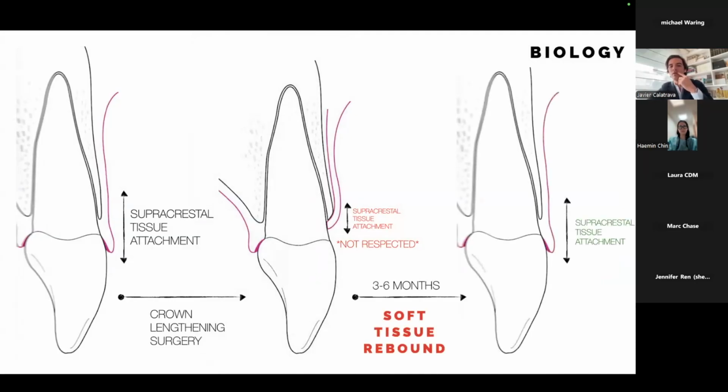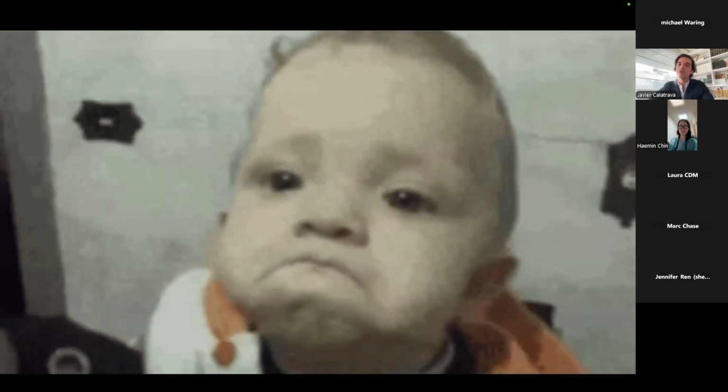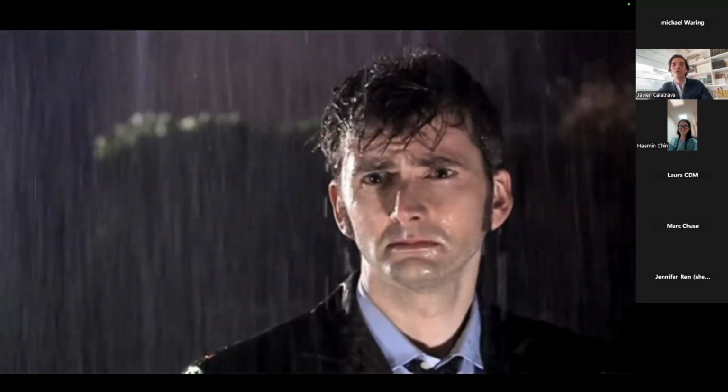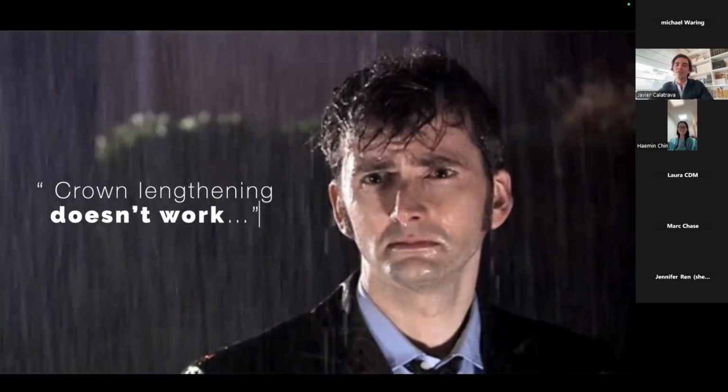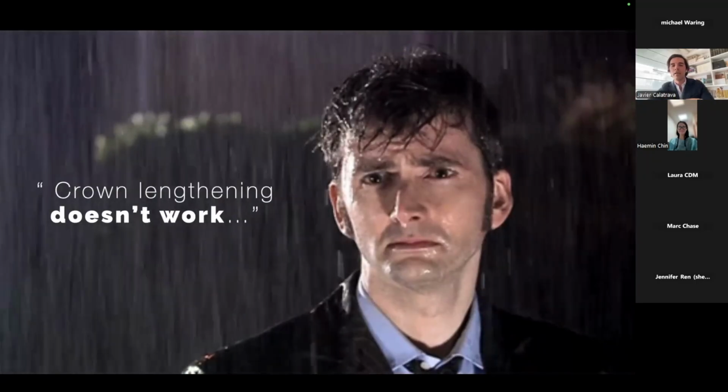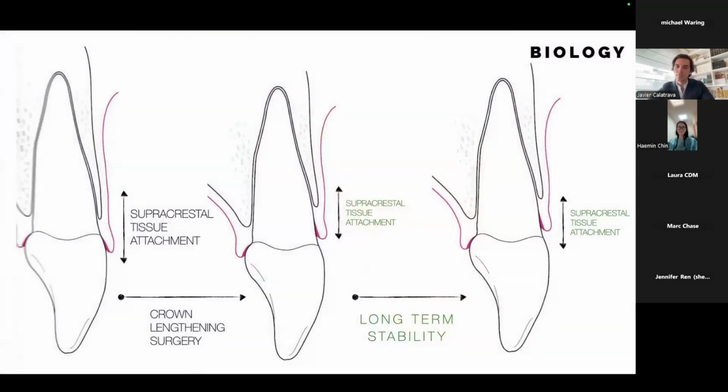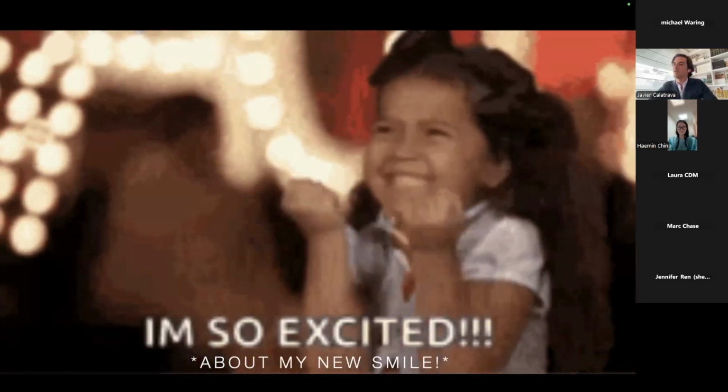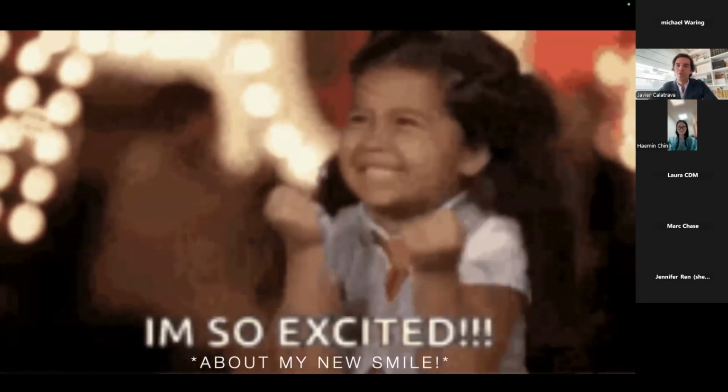3 to 6 months later, we're going to have a soft tissue rebound and the supracrestal tissue attachment is going to reestablish. Your patient is not going to be very happy with you. And as clinicians, you're going to think that crown lengthening doesn't work, as I've heard many, many times. However, just by respecting the supracrestal tissue attachment and performing a biologically driven crown lengthening, you'll have long-term stability. Your patient will be very, very excited about their new smile.